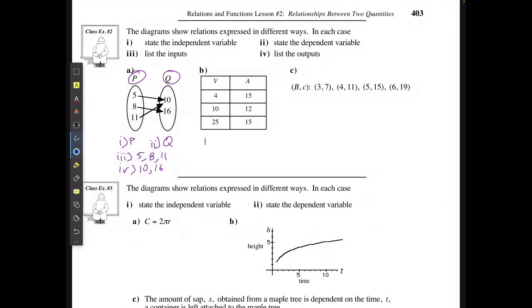For example B, the input is V. The output is A. Listing the inputs, I have 4, 10, and 25. Listing the outputs, there's some repeated, so I'm only going to list numerically the different ones. They're 12 and 15.